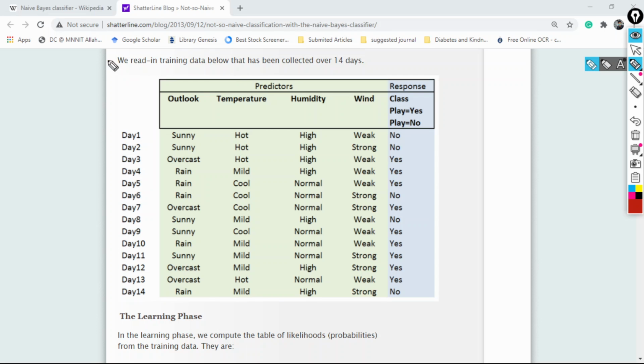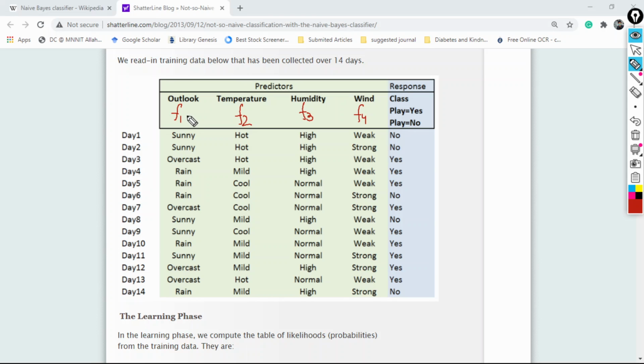I am picking this example from a blog, subtleline.com. If you type subtleline.com naive-Bayes classifier, you can easily find this example. Let's discuss this classifier. In this example, the author of this blog has taken four features. The first is f1, the second is f2, the third is humidity, and the fourth is wind. So the four features are outlook, temperature, humidity and wind.